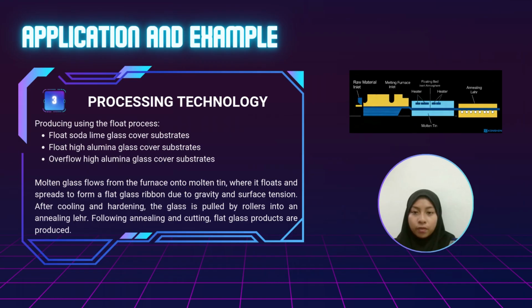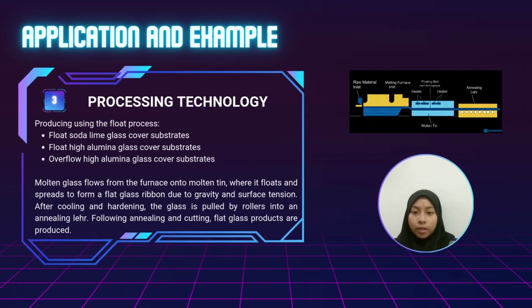Next, the last one for the application and example, which is the third one, is processing technology. It is produced using the float process that contains 3 types: first is float soda lime glass cover substrate, second is float high alumina glass cover substrate, and the third one is overflow high alumina glass cover substrate.